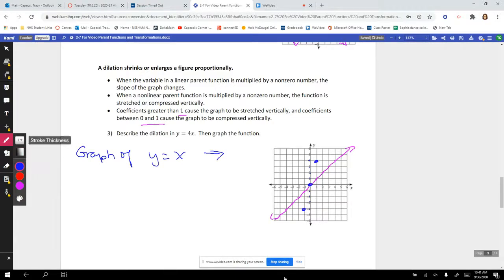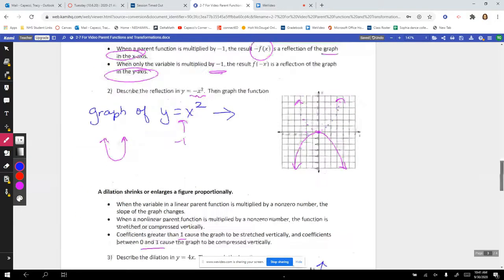So when I use my line tool here, you can see that new line is definitely steeper, and that's because of that 4 in front. That 4 is greater than 1. So what happened is the slope is now steeper from our parent function.